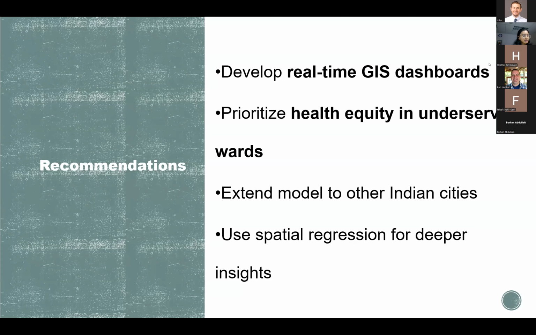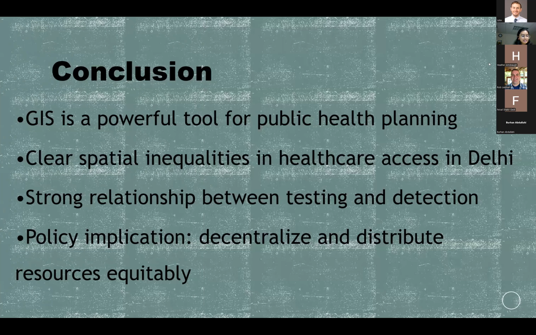The conclusion, to summarize: COVID-19 exposed systematic spatial inequalities in Delhi's healthcare system. GIS revealed that high-need wards had the least access to care. A statistical analysis confirmed the vital role of testing.